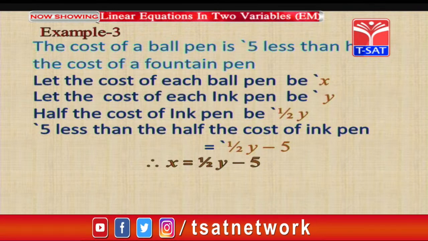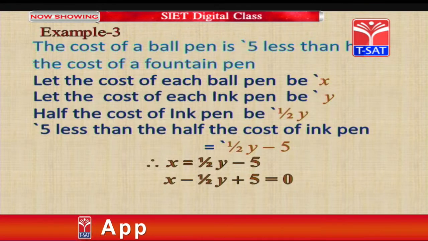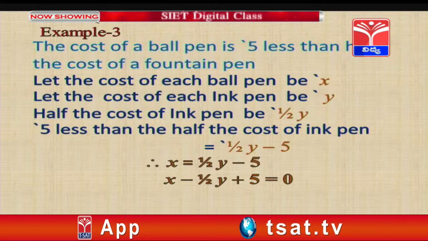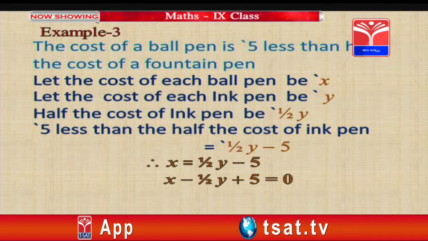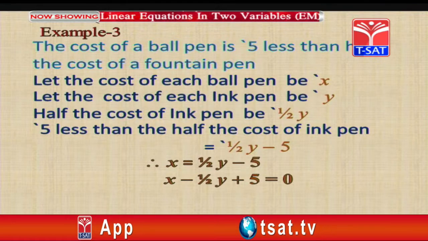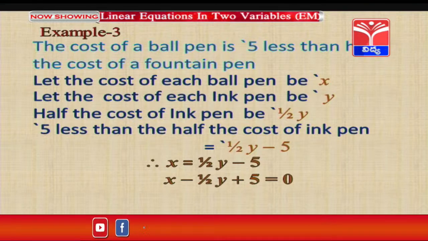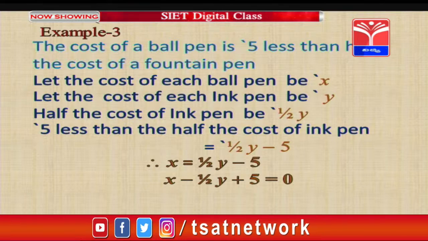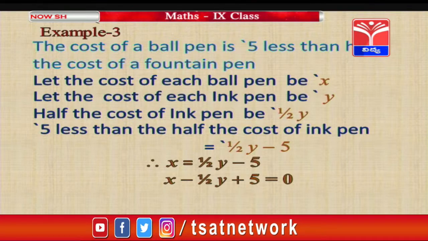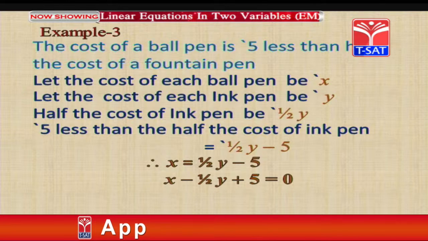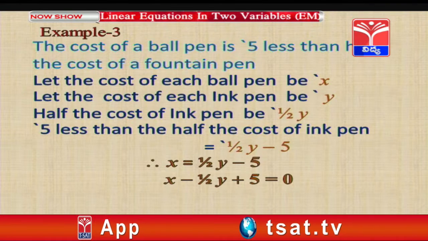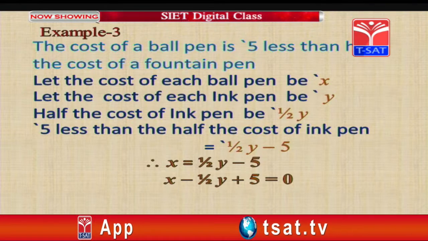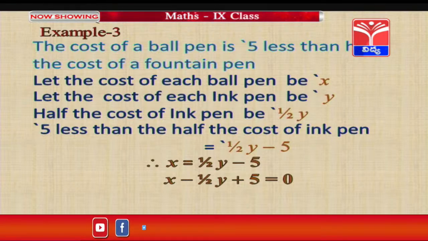Now, bring everything from the right hand side to the left hand side. You will be getting an equation like this: x minus half y plus 5 is equal to 0. Everything which is there on the right side, we are bringing it to the left side and making it equal to 0, so that we can show it as an equation. Now, here we can leave it like this, or since y is in fraction form, instead of half y we can also write y by 2.